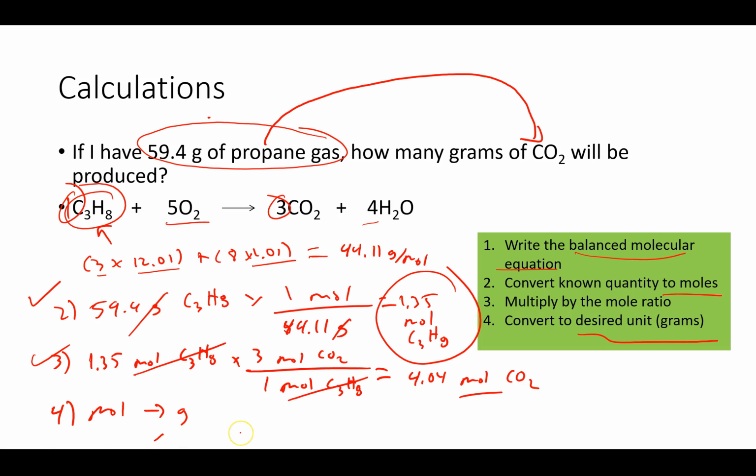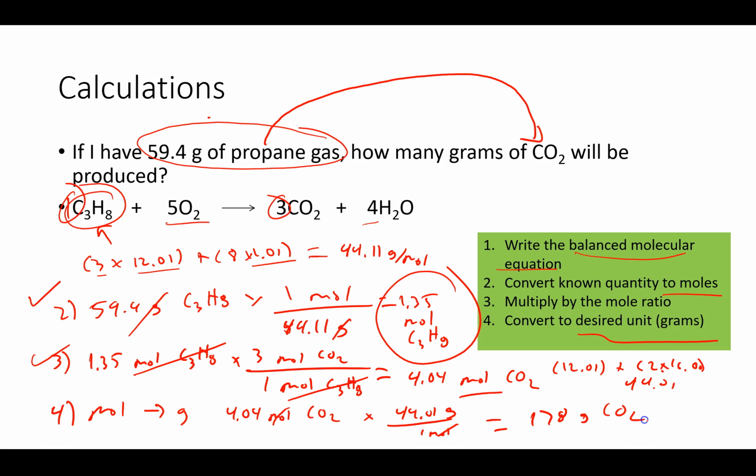which means I need to multiply by the molar mass. All right, so I'm going to go 4.04 moles of CO2 times the molar mass of CO2, which is 12.01 plus 2 times 16.00, which should be 44.01. So I'm going to multiply that by 44.01 grams per mole. And I should get a final quantity of 178 grams CO2.